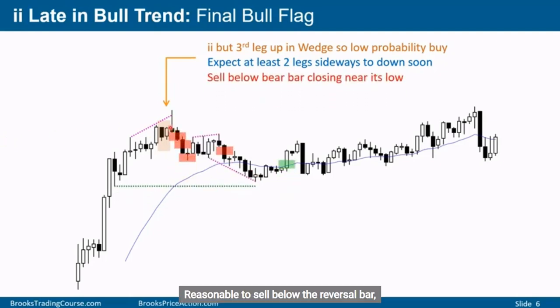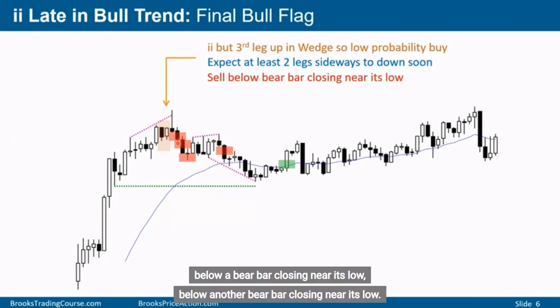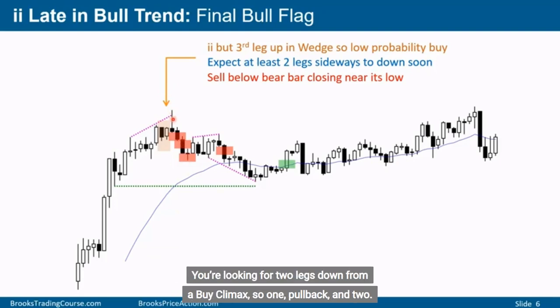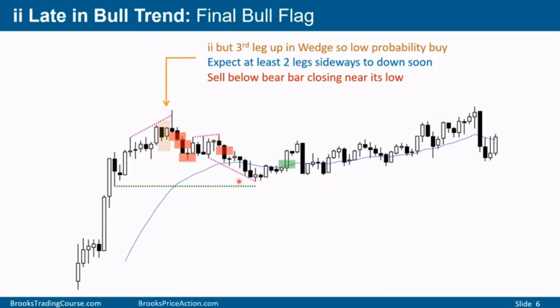Reasonable to sell below the reversal bar, below a bear bar closing near its low, below another bear bar closing near its low. If you take that short, your stop is up here. You're looking for two legs down from a buy climax. So one, pullback, and two.